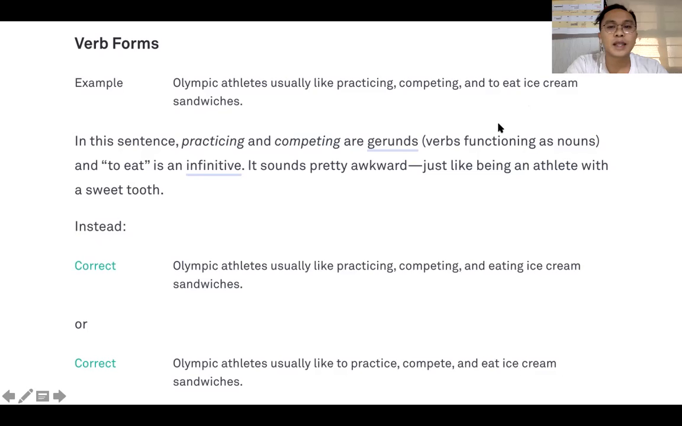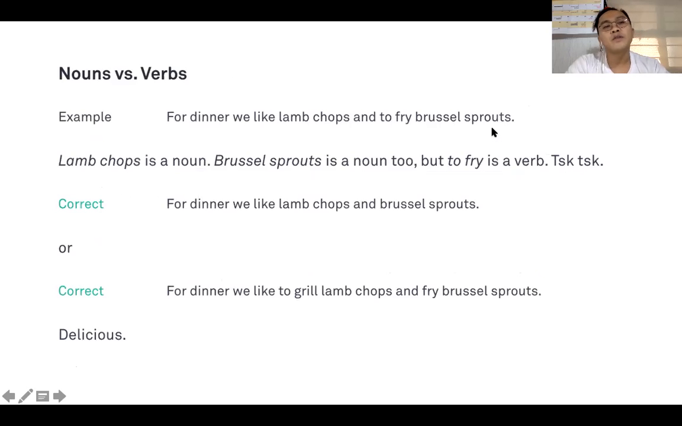And then sumunod is this one, yung noun versus verb na ginagamit na parallelism. So dito sa example natin, for dinner, we like lamb chops and to fry Brussels sprouts. So dun sa sentence natin, we can see yung dalawang sentences or phrase na pinagdugtong. For dinner, we like lamb chops and to fry Brussels sprouts. So yung lamb chops dito, it is a noun. Diba? We like what? It is a noun, lamb chops.